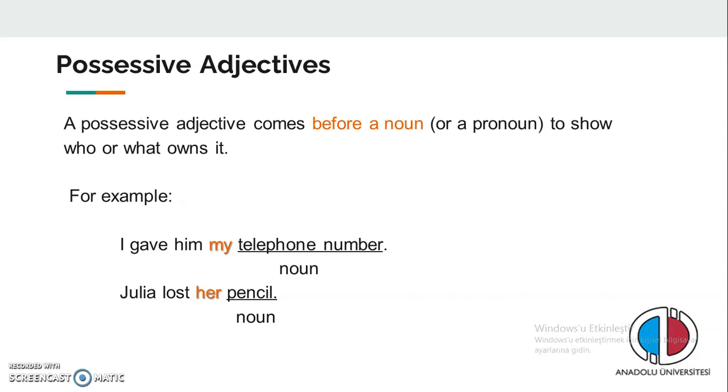Possessive adjectives. A possessive adjective comes before a noun or a pronoun to show who or what owns it. For example, I gave him my telephone number. Here, telephone number is a noun, and before this noun we used my, which is a possessive adjective. And in the second example, Julia lost her pencil. The noun in this sentence is pencil, as underlined, you can see. And before the noun we used a possessive adjective, her. And they all show who or what owns these nouns.